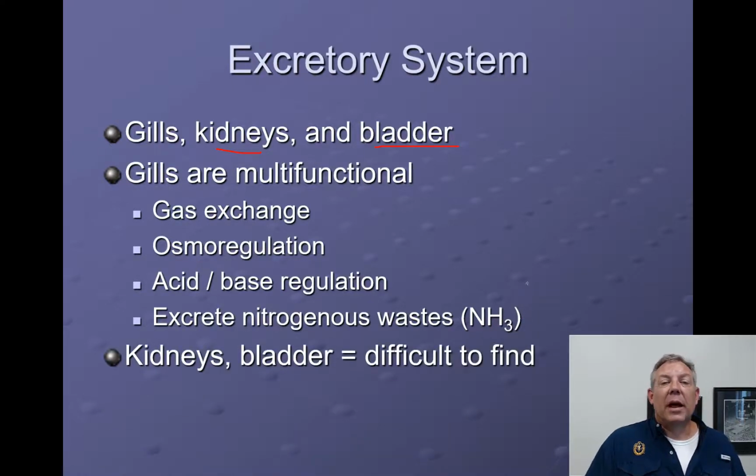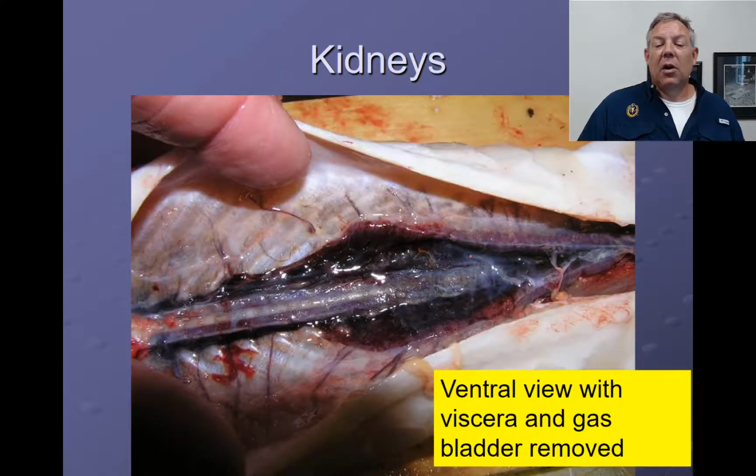Now, the kidneys and the bladder function like they do in many other animals, in that they filter the blood and form urine. The bladder collects the urine, and then it's excreted. In fish, they're not well defined, and they're often difficult to find. So the kidneys aren't well-shaped, obvious organs like they are in, say, a mammal.